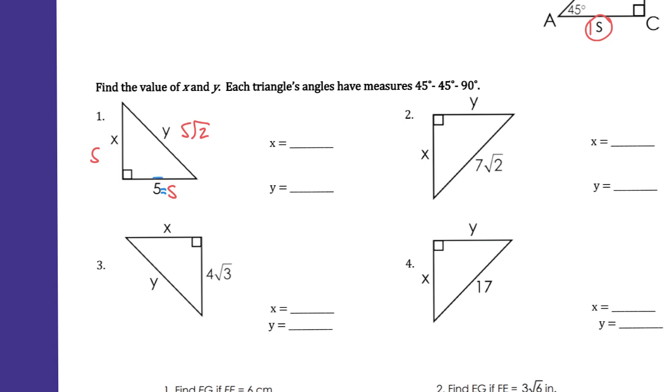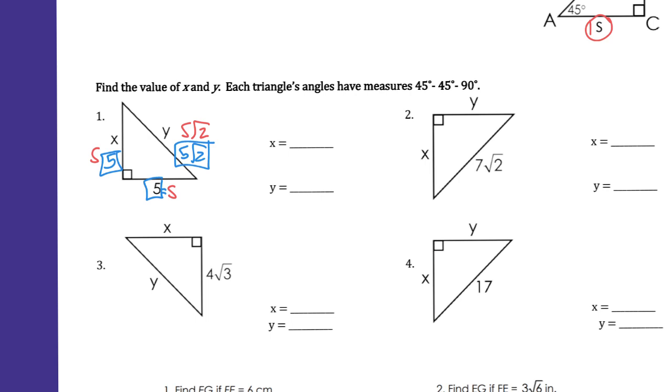And so this side is 5. S is equal to 5. So that means this side is also 5, which we know. And then this number would be whatever S is times the square root of 2, or 5 root 2. Okay, so those would be the values for that problem.